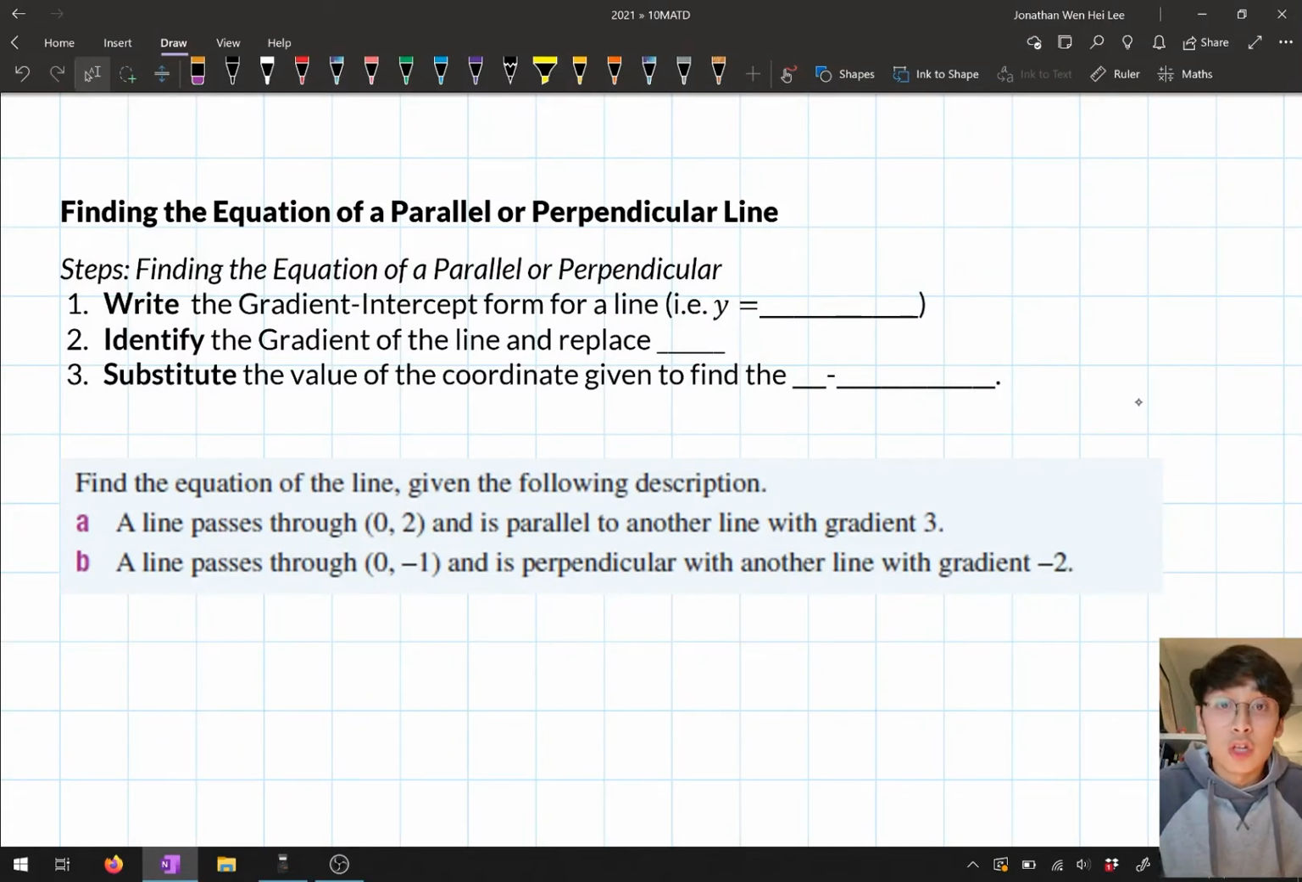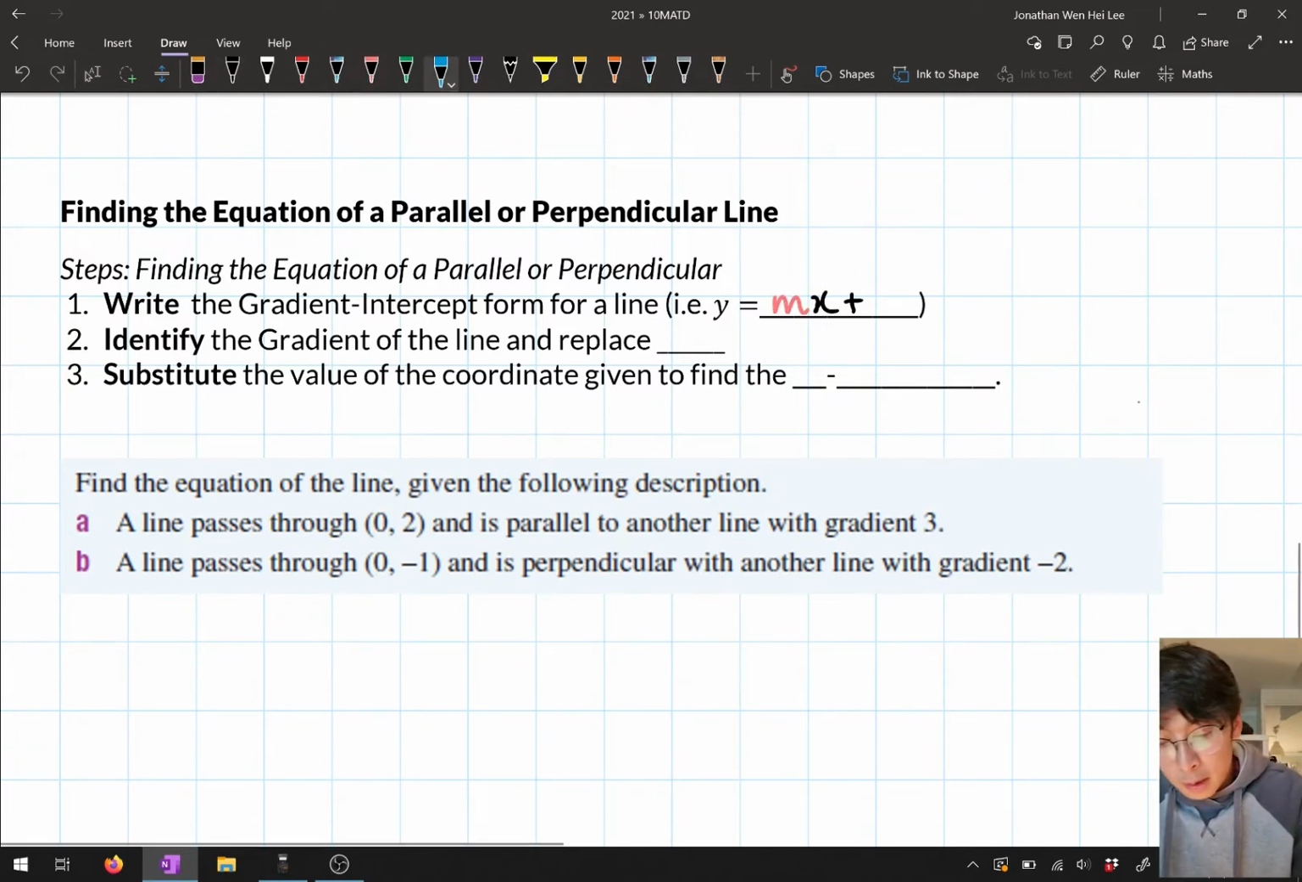Now here's a few steps I want you guys to have a go to use when you're doing this. Finding the equation of a parallel or perpendicular line. First step, write the gradient intercept form for a line. Last lesson we looked at the gradient intercept form, and that was just y is equal to mx plus b. And m was the gradient of our line, and b was our y-intercept. So that's the first thing we're going to do. We're just going to write down the gradient intercept form, no matter what the question is.